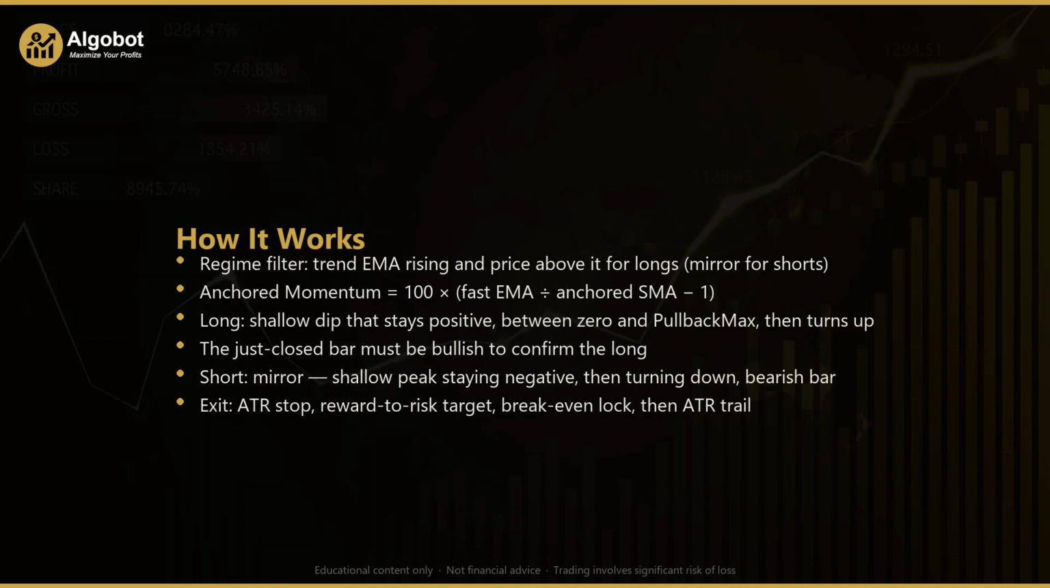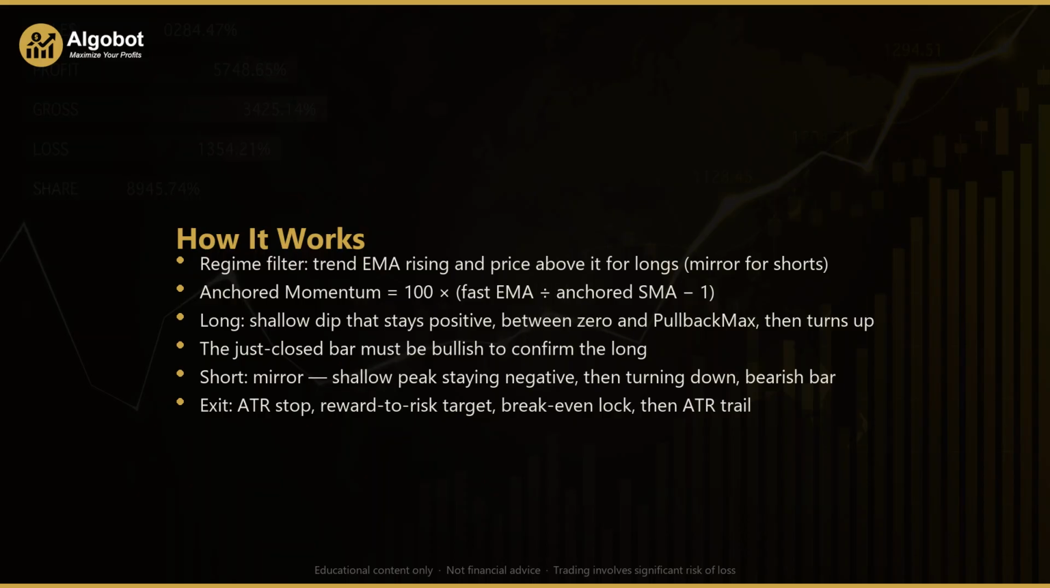Now the key idea. Rather than trading the zero-line cross, which tends to arrive late and whippy at reversals, the strategy trades the dip and resume inside a live trend, while momentum never leaves its sign. For a long, the oscillator must have made a shallow valley 1 bar ago that stayed positive. In other words, its lowest value dipped toward 0, but remained between 0 and the PullbackMax level, without flipping negative. This bar it has turned back up, forming a local valley. And the just closed bar itself must be bullish, closing above its open. When all of that lines up with a rising trend, the strategy signals a long.